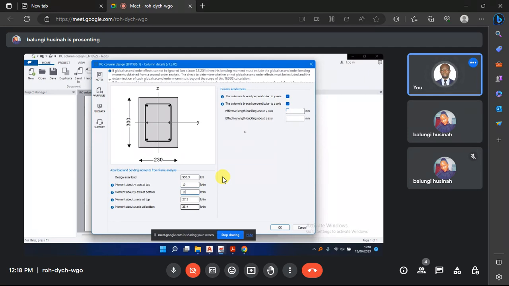Hello, I didn't hear your question. Like when they say the column is braced perpendicular to the y-axis, what does it mean? When something is braced, it means there is an additional support. Sometimes these things are done for earthquake design. That's what I understand. Like in Japan, because of earthquake, they add some bracing.